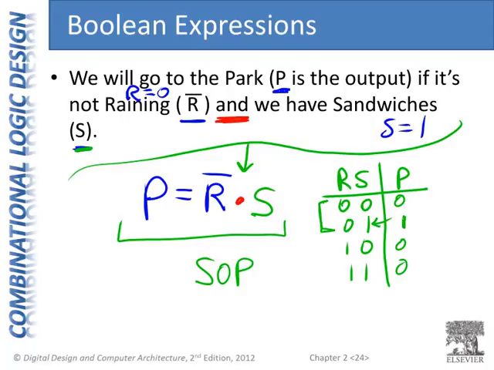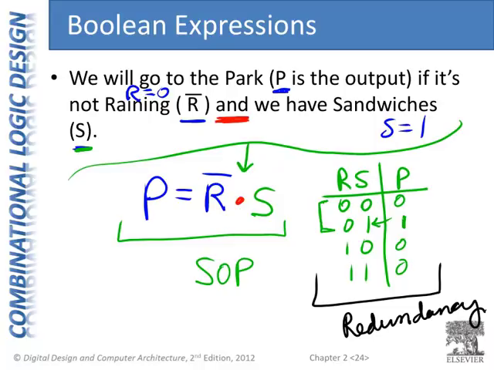The second way of doing it is redundancy. In addition to going directly from the statement to the equation, as we did here, you could also go from the statement and fill out a truth table. The easiest way is the first method that I showed, going directly from the statement to the equation.